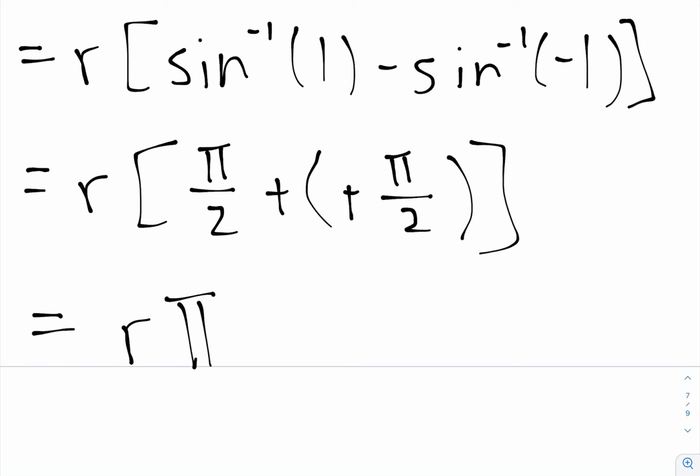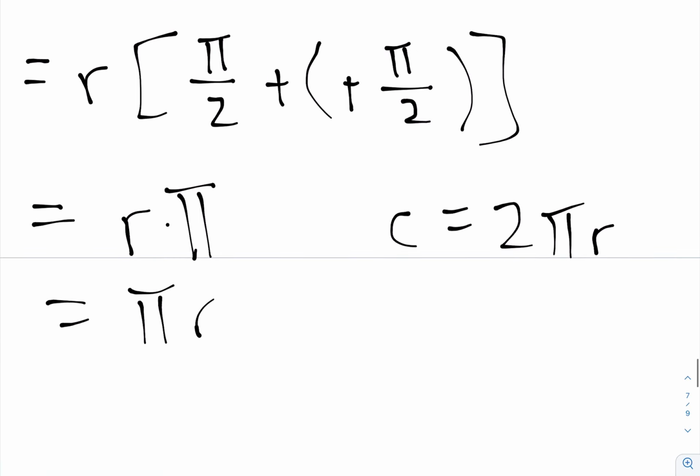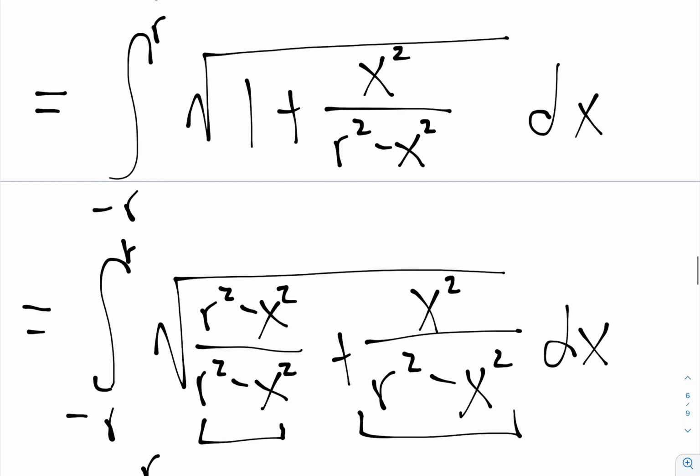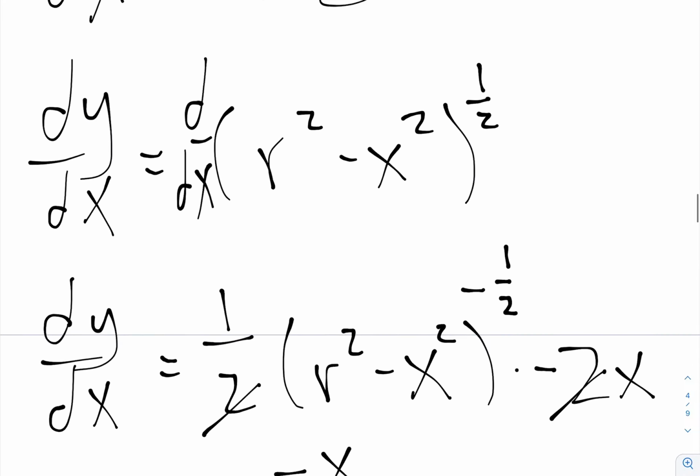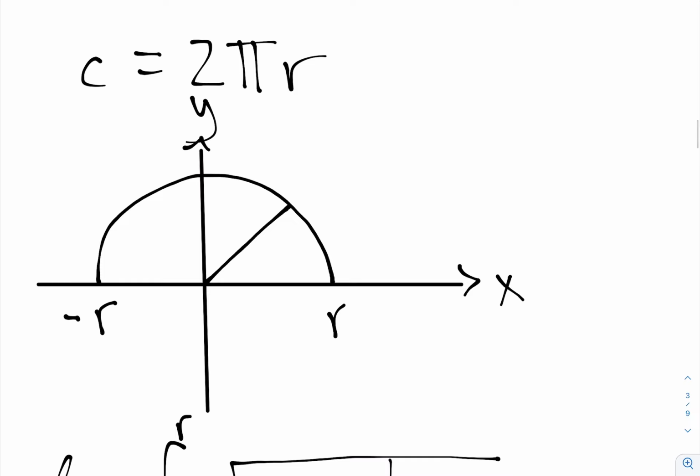Hold on, I thought you said that the circumference was 2 pi r, right? This is just pi r, if we flip those orders there. So we found that it was pi r, but I thought the circumference was 2 pi r. Well, remember when we started, we said we can only integrate functions. If we were to integrate the entire circle, that wouldn't be a function. So we found the arc length from negative r to r of the function of a semicircle, right?